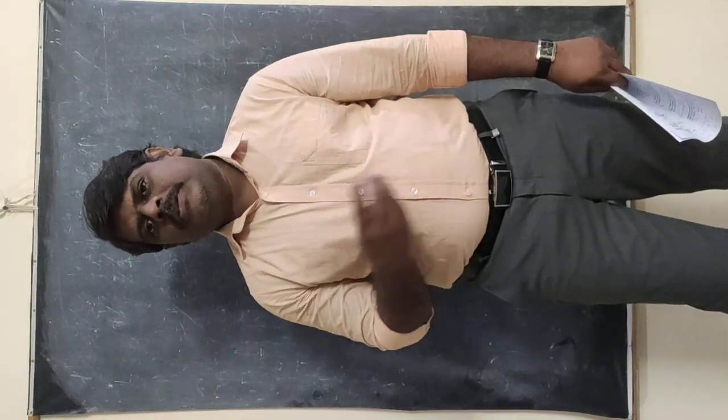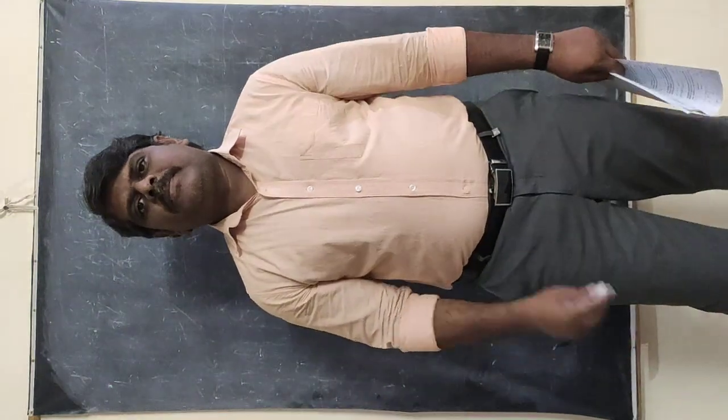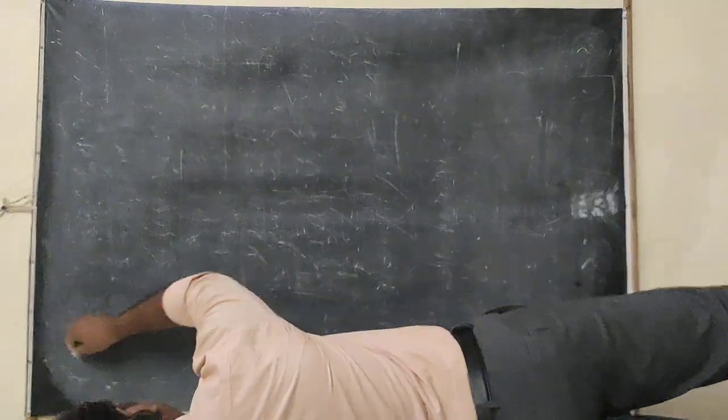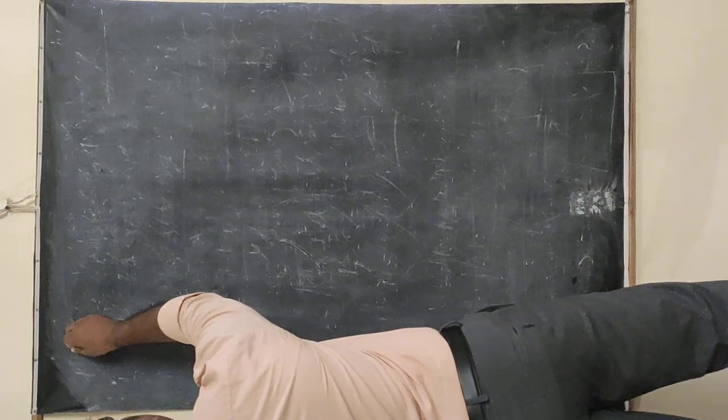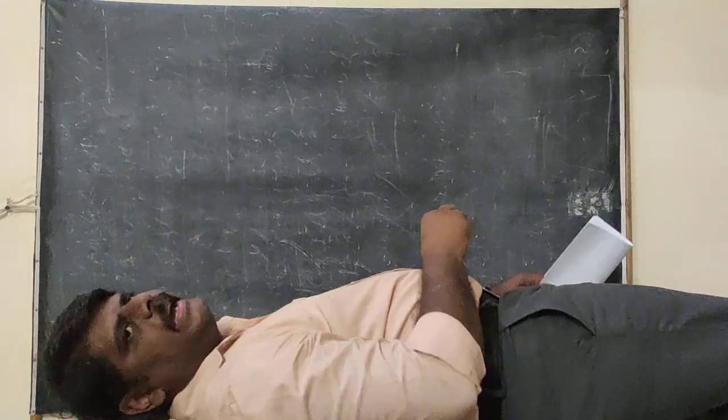So what is the final length? The final length L is equal to the initial length plus the elongation. That means the final length can be written by small l.